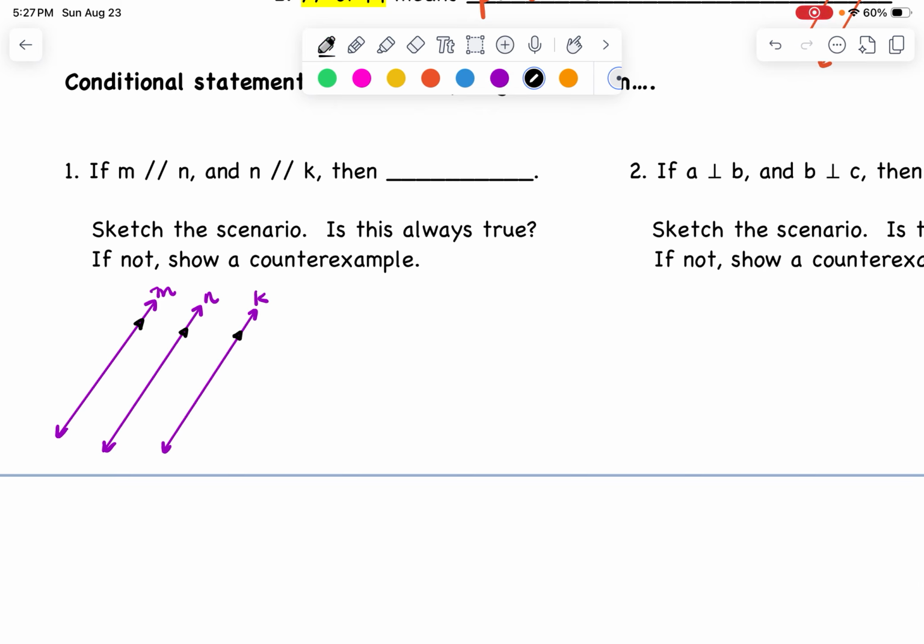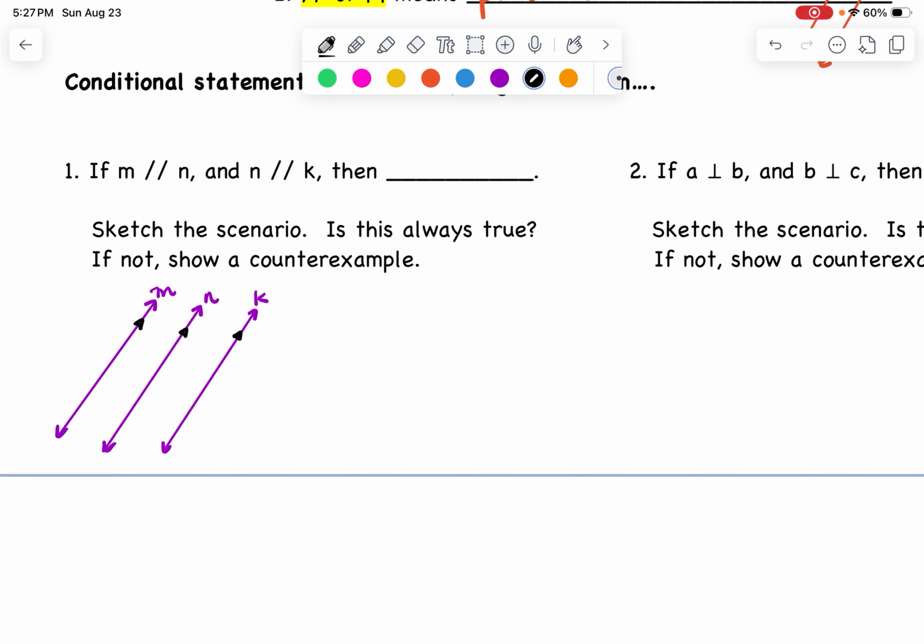So what conclusion do you think they're trying to lead us to? Well, hopefully you're catching on that since everybody's parallel to N, then everybody's parallel to each other. So they're trying to get us to conclude that M must be parallel to K. And they're asking, is this always true? In every physical realm that you can possibly think of, is this true? We'll come back to talk about this in just a few minutes.